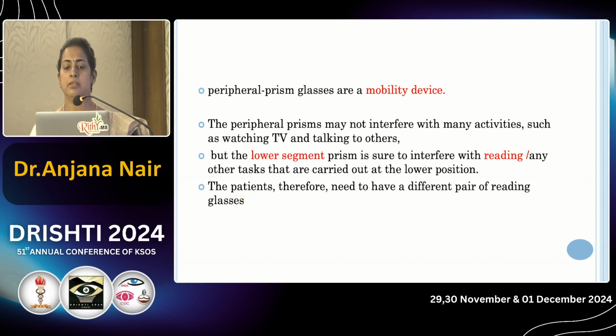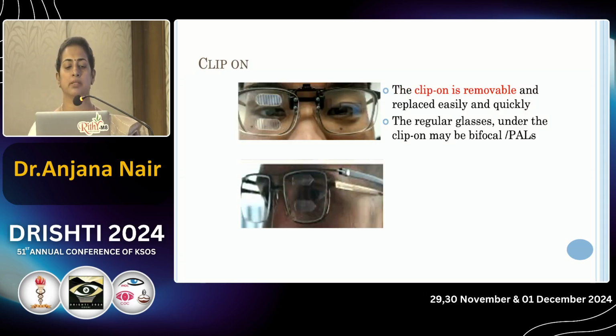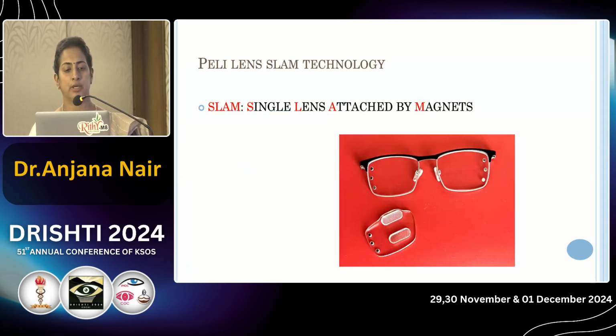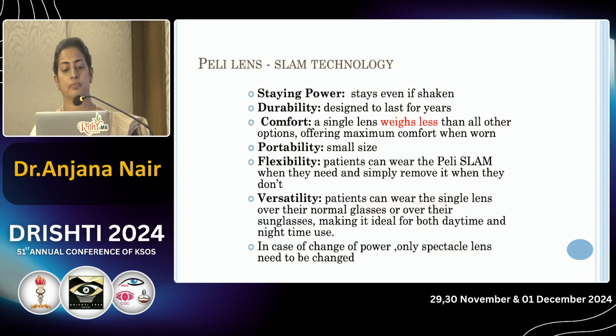So peripheral prisms are often a mobility device. Patients may have problems with reading activities and near vision tasks when they are wearing inferior sector prisms. So in such cases, you can use prisms as clip-ons. So they can be attached to the patient's refractive correction whenever required. On reading, they can remove the clip-on. It is easy to get. And Peli lenses have SLAM technology clip-ons, that is, single lens attached by magnets.